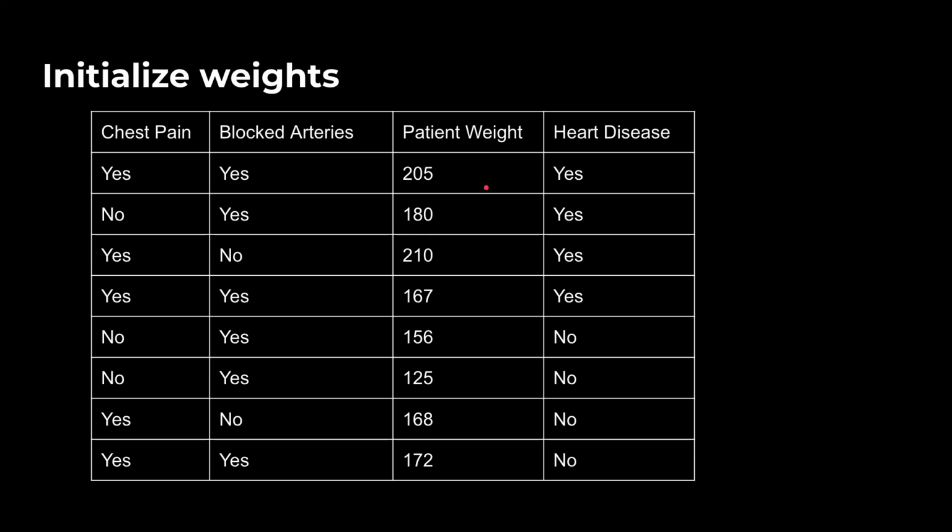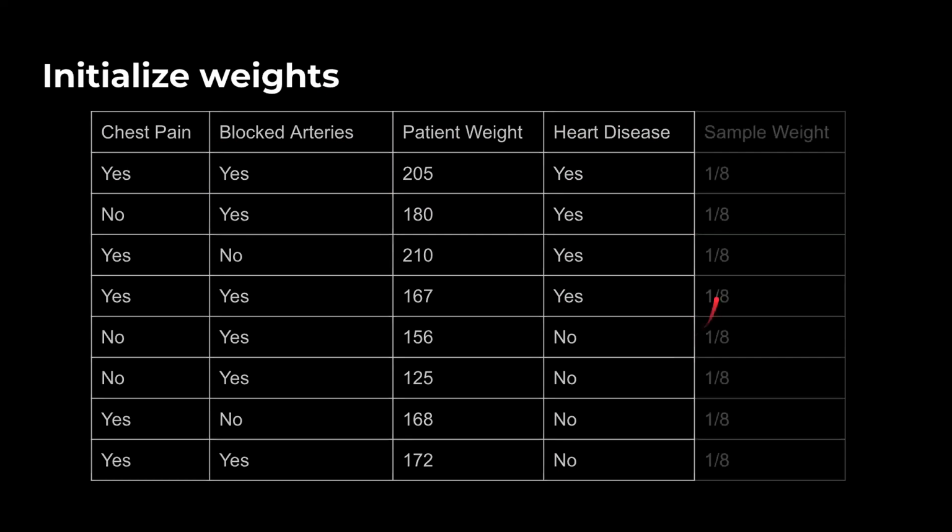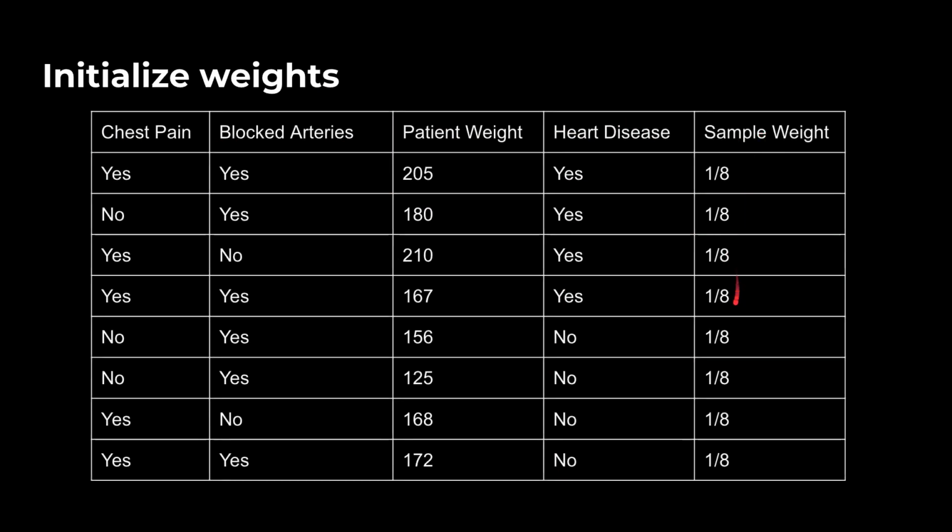So here we have this data set where we're trying to predict heart disease given a patient's chest pain, whether they have chest pain, blocked arteries, and their weight, right? So we'll first initialize their weights. And again, we'll start by putting them all to equal weights. Since there are 8 examples here, we'll just give all of them a sample weight of 1/8. And also all the weights have to add up to 1.